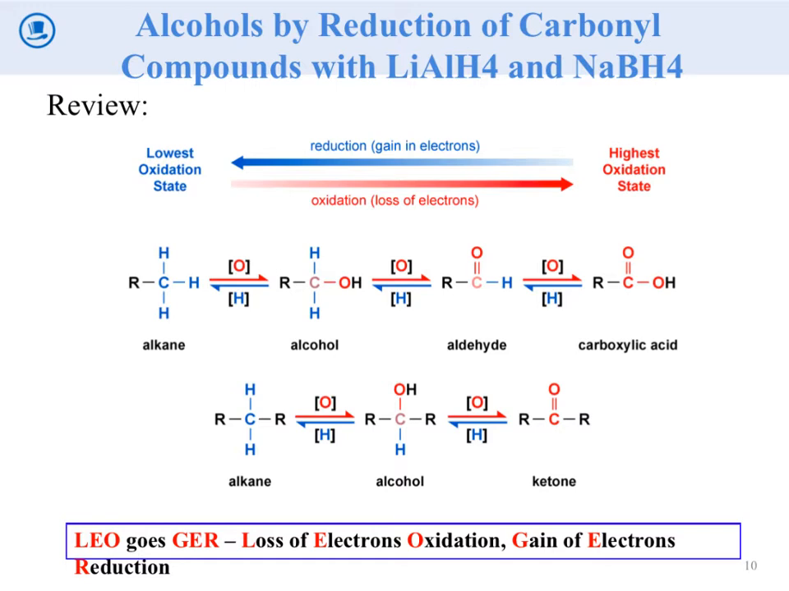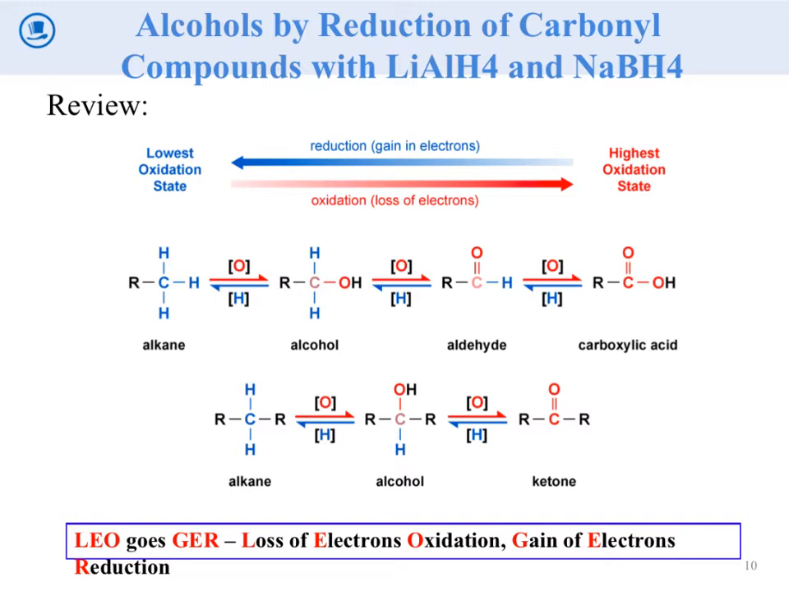Hydrides, you've learned about H minus, right? H minus hydrides are a way to reduce carbons because they add H. They take away bonds to oxygen. Those are hydrides, the reducing agents. You react those with carbonyls. You turn a ketone into a secondary alcohol, right? So it got reduced. It lost bonds to oxygen.